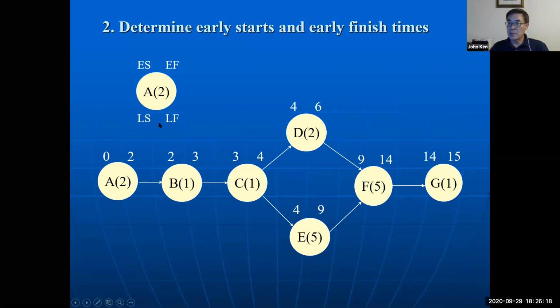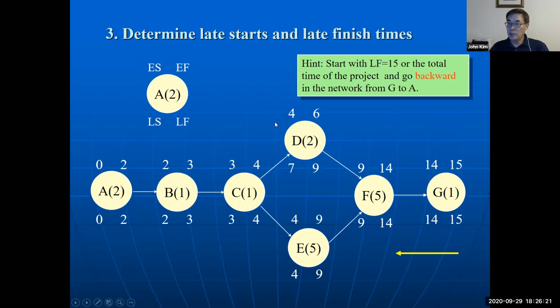Then late start and late finish. Calculate late start and late finish from the right side and then go backward. 15 minus 1, so 14, 14 minus 5 is 9, and 9 minus 2 is 7... and when going backwards, if there are 2 or more late start times, then the earlier one goes there, and then minus 1, 3, 3 minus 1, 2, 2 minus 2, 0.